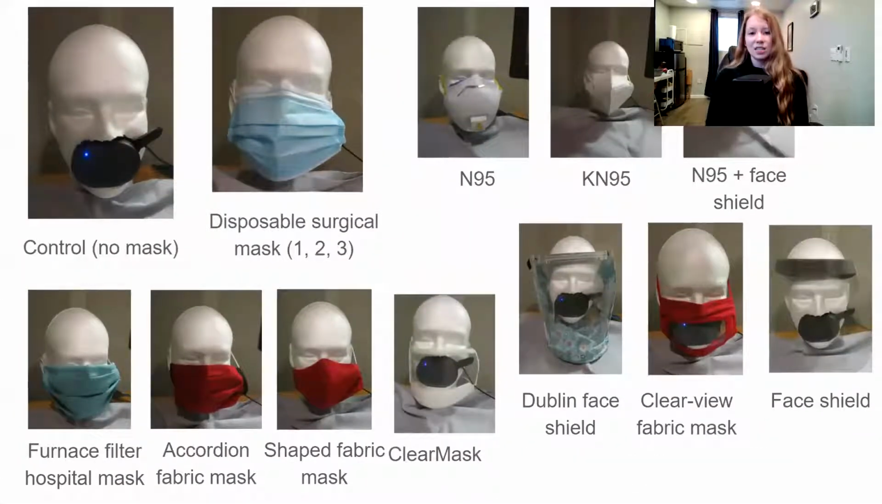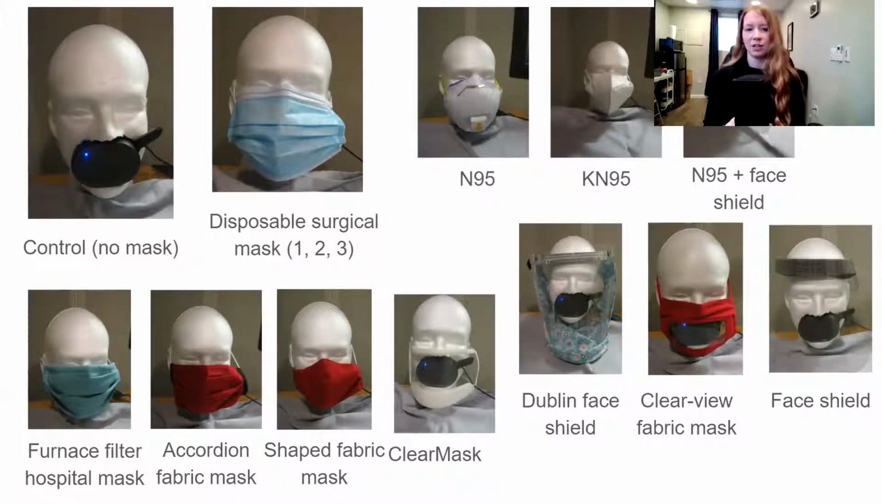So I tested 13 different masks and mask combinations. I did have a control with no mask. As I mentioned before, this reading will be normalized to the x-axis on all of my spectra so that you can see how each mask differs from the control. I tested 1 surgical mask, 2 surgical masks layered, and then 3 surgical masks layered as well, in addition to the N95, KN95, and N95 face shield combination, which is used in hospital settings.